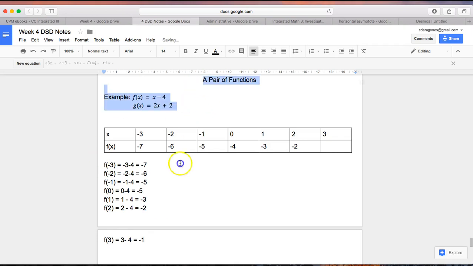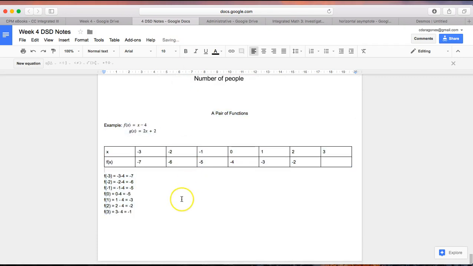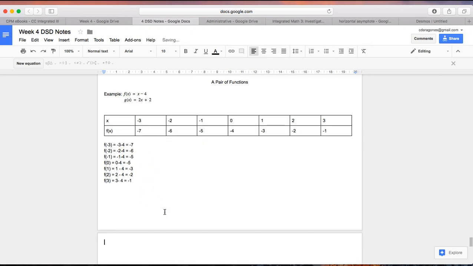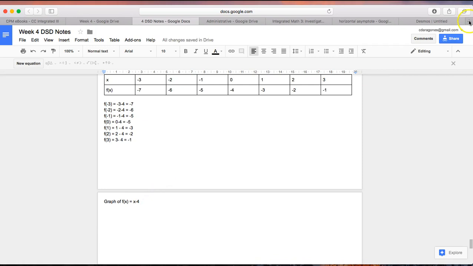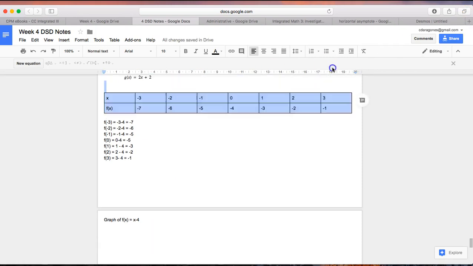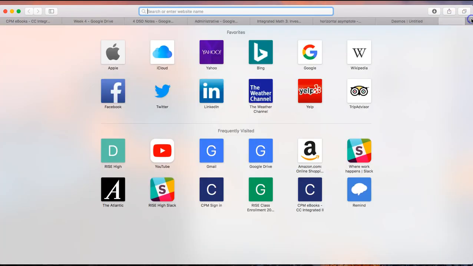So again, you don't have to copy this down. This is my example. But if you don't know how to graph a linear function, you can use this as an example. Okay? So now I have a table of values for f of x, this function. I can go ahead and graph it. Okay? So I'm going to go ahead and graph f of x. Graph of f of x equals x minus 4. I know that my x's go from negative 3 to 3, and my y values go all the way down to negative 7. So I'm going to try to find an axis.